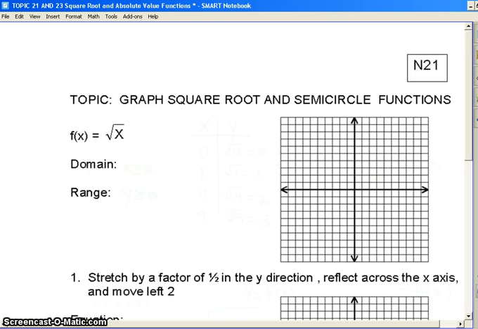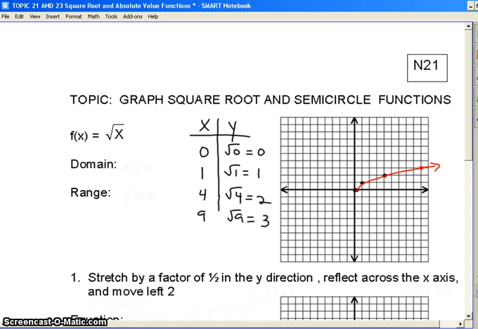All right, let's get into the notes for square roots. We're just going to look at square roots today and semicircles later. Notes 21, the function square root of x, the parent function. We're going to use this parent function to graph all the other functions on this note 21. So first thing we're going to do is graph the square root of x. You need to be familiar with how this graph looks and several of the critical points so that you can always graph it and identify it.